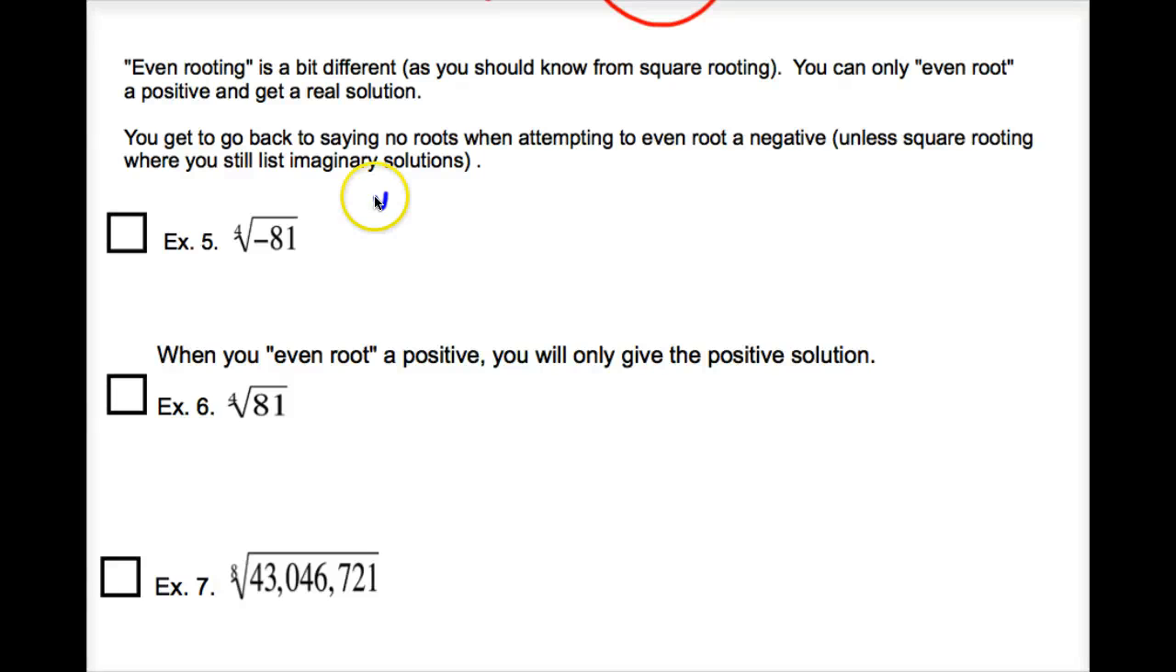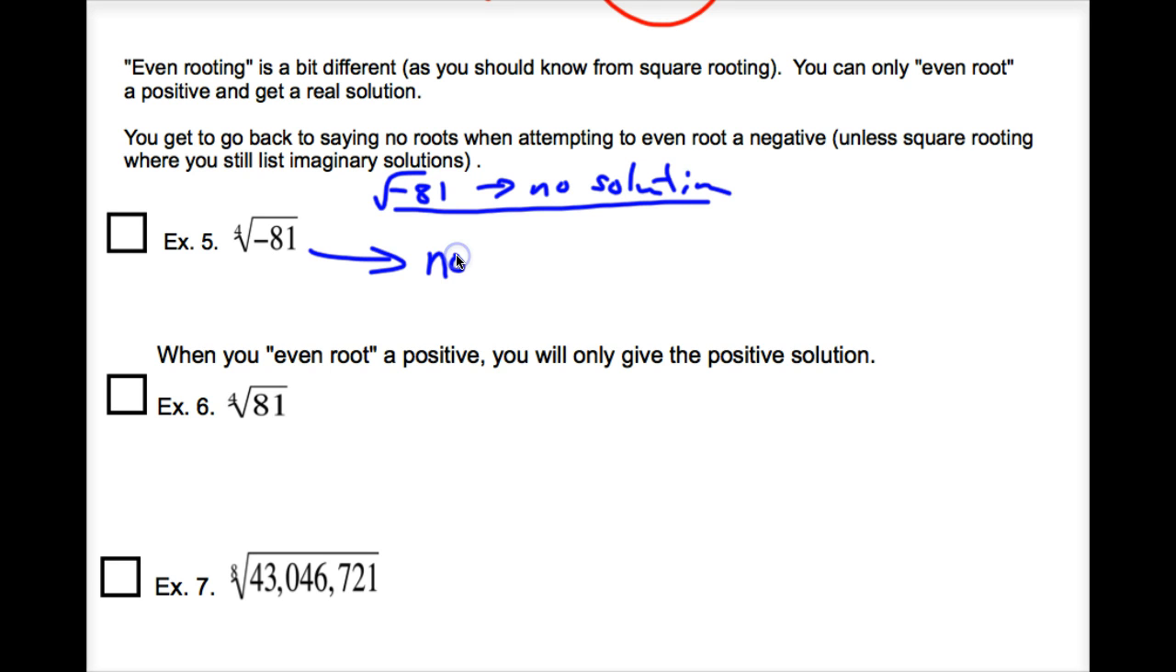We used to say the square root of negative 81 had no solution. Now we say it's 9i. But we're going to go with that same type of thinking right here. Here, we got an even root of a negative. We're just going to say no solution. Just like when you square root something, if I said the square root of 81, moving on to example 6 here, you just say 9.